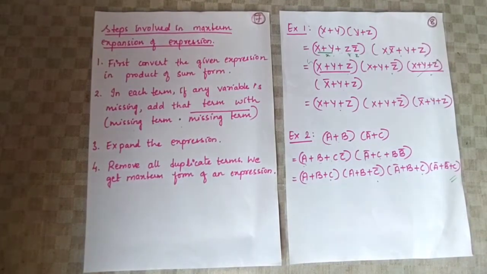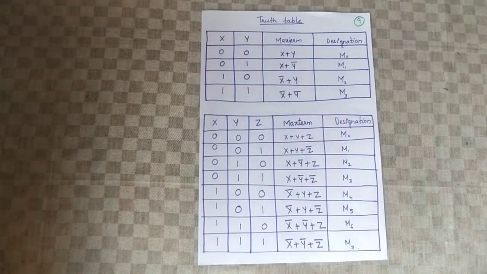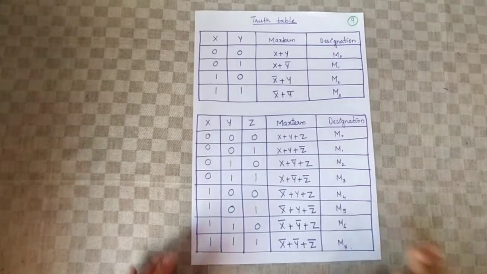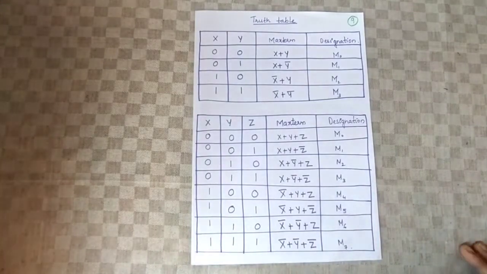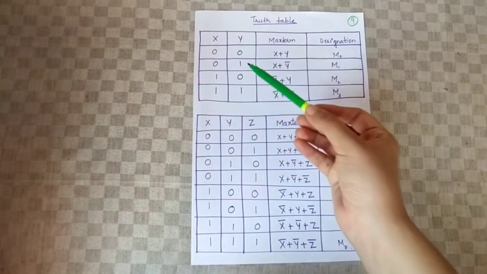Okay. Now moving on to the next part. Here we'll see how exactly we are going to draw the truth table for Maxterm expressions. First, let us consider two-literal Maxterms. If there are two literals x, y, we know that we get 4 combinations of values. As you can see, 0, 0, 1, 1, 0, 1, 0, 1.